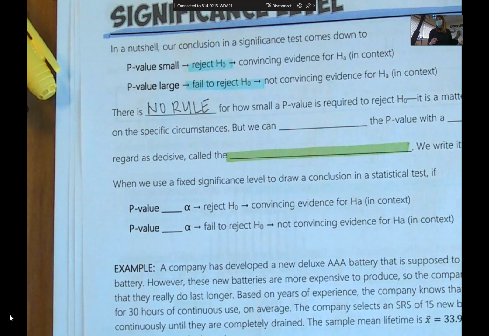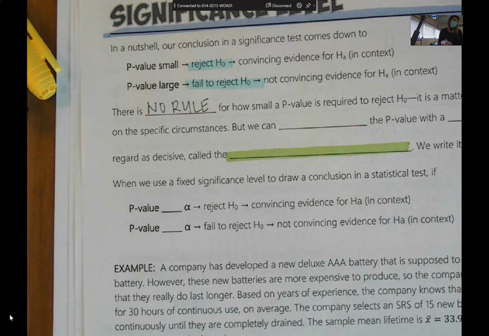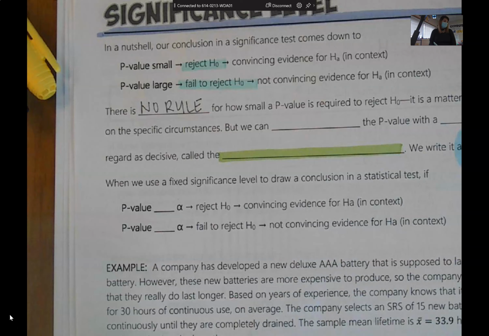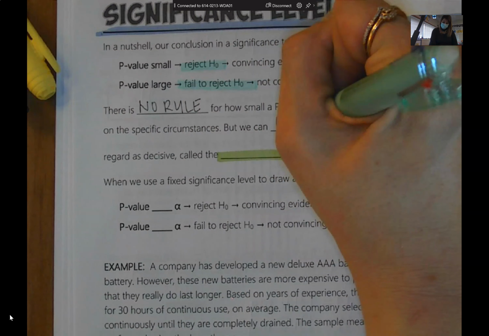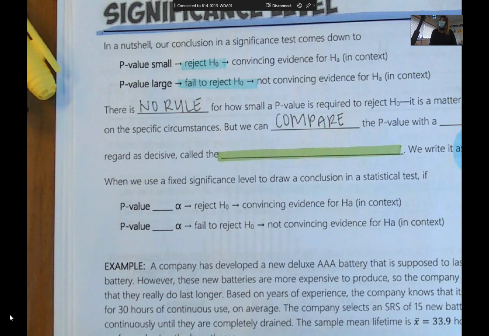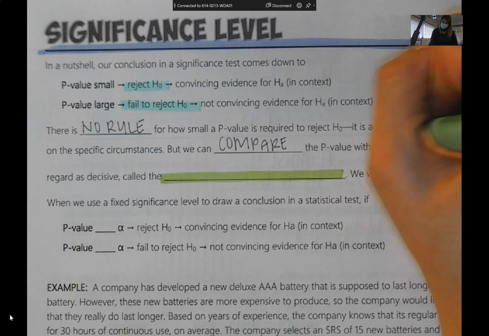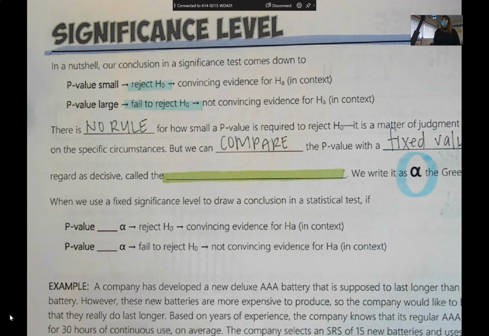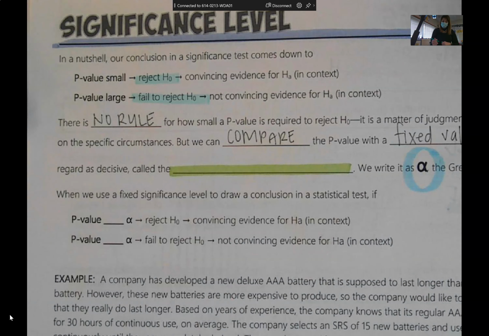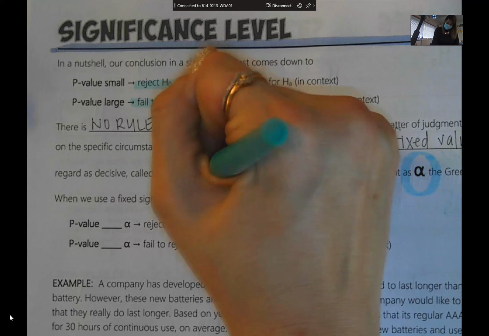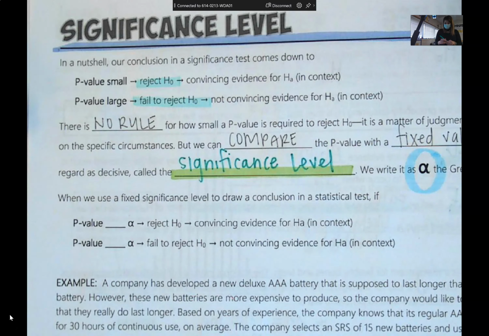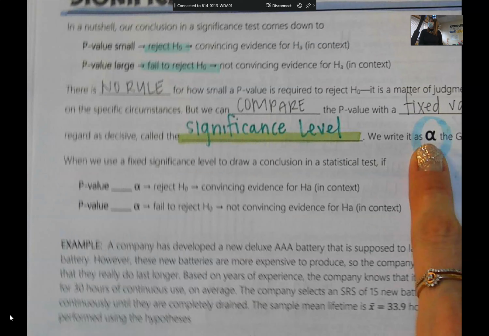There is no rule for how small a p-value is required to be in order to reject. It's a matter of judgment and depends on the specific circumstances. But we can compare the p-value with a fixed value that we regard as decisive, and this is called the significance level. The significance level is denoted by the Greek letter alpha.